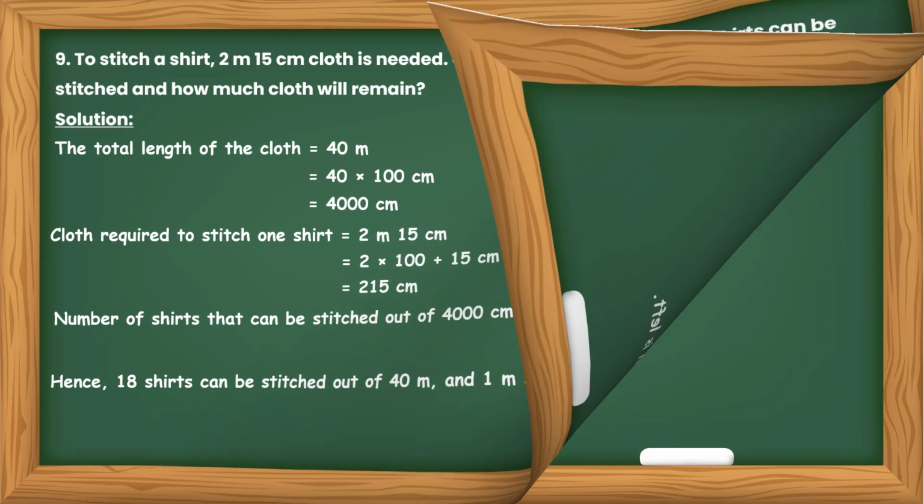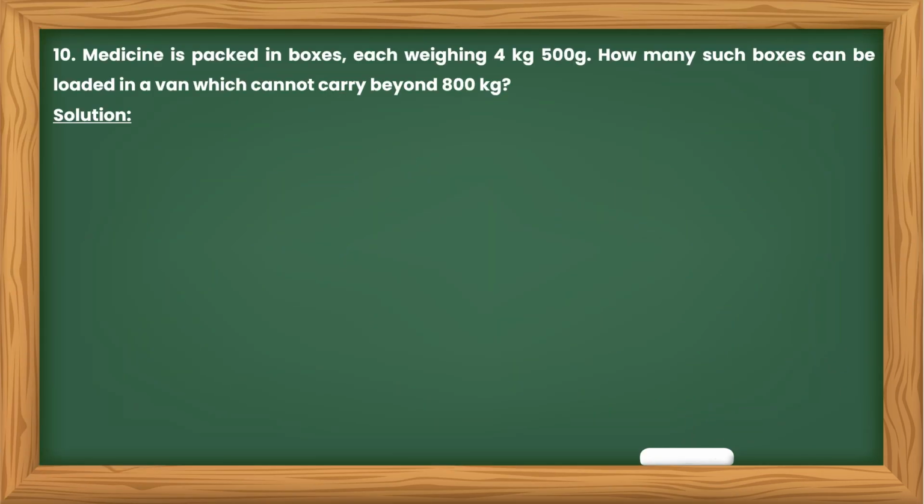Moving on to the 10th question. Medicine is packed in boxes, each weighing 4 kg 500 grams. How many such boxes can be loaded in a van which cannot carry beyond 800 kg? What is given to us is the weight of one box is 4 kg 500 grams.